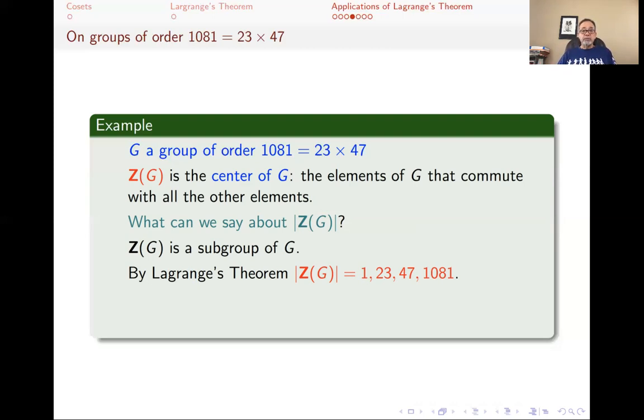This is already sort of pretty amazing. Why is that? If you have 1081 elements forming a group, why does it have to be that you can't have 20 of them be the number of elements that commute with all the other elements? It's got to be either 23, 47, 1081, or 1. That's it. Okay. But we can actually say a lot more than that using Lagrange's theorem.